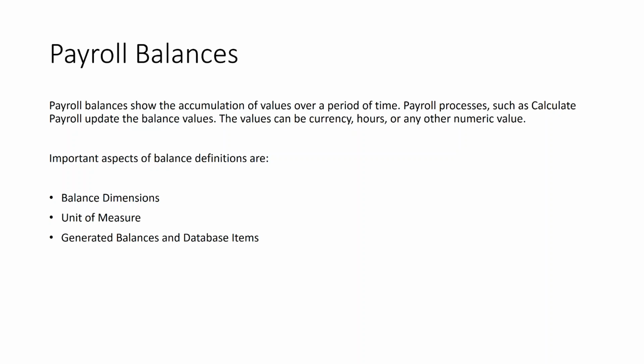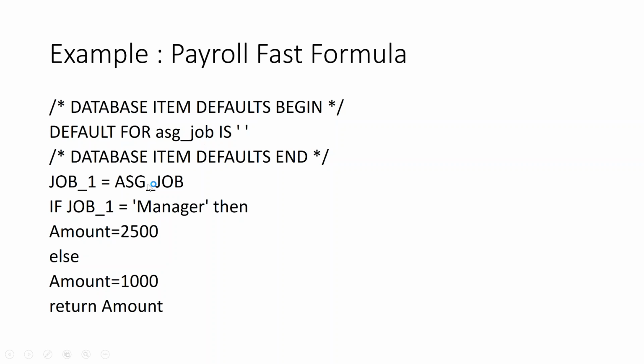Also, when the balances are created, they generate database items. These database items can be widely used in the fast formulas. As you saw earlier, the fast formula was using this assignment job as a database item. In a similar way, the balance database items also can be used in the fast formulas.